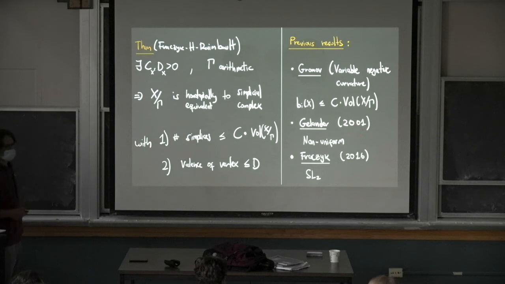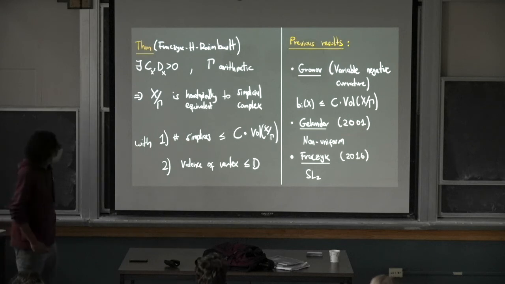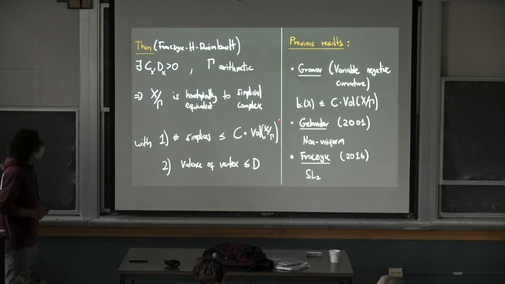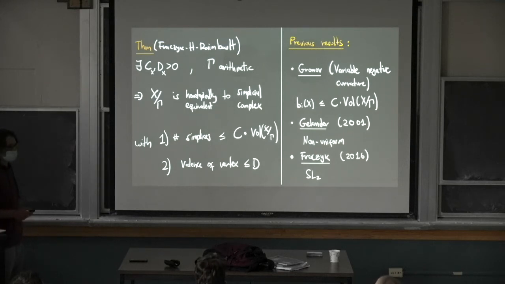So these are the Betti numbers of X mod gamma? Yes, thank you. Here X mod gamma is just any manifold, but it's also of variable negative curvature. It's also true for X, all right? Yes.